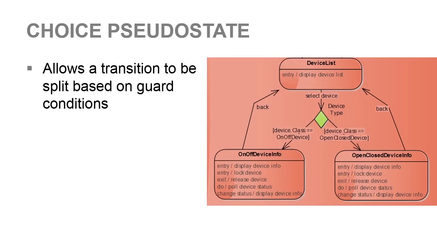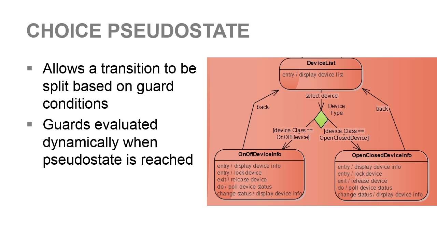The choice pseudostate allows a transition to be split and one transition to be followed based on guard conditions. The guards are evaluated dynamically at the point that the transition reaches the choice pseudostate, so the evaluation is affected by any behaviours on the transition into the choice, which might change values of variables or objects in the guard conditions. The choice pseudostate is shown as a diamond. In the example here, select device is the trigger for the transition to the choice, and the guards select which of the outgoing transitions is executed.